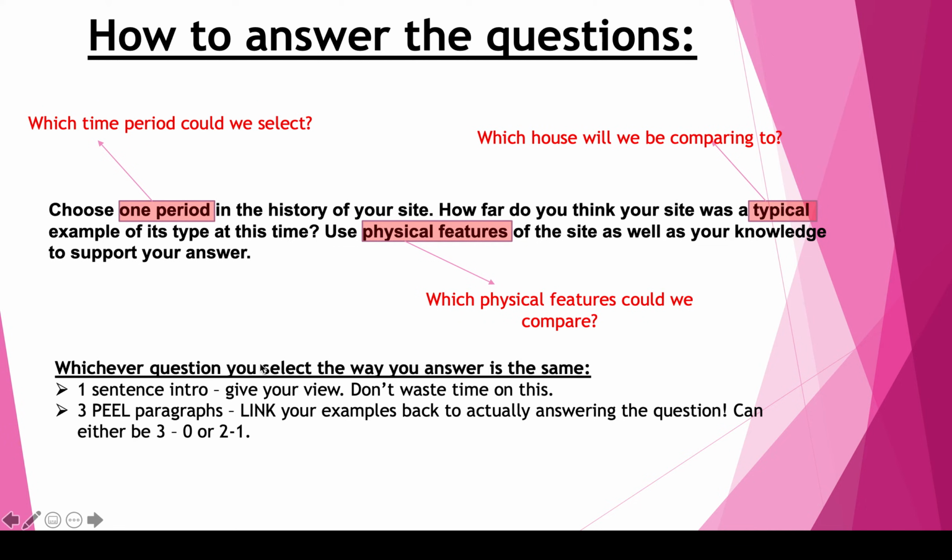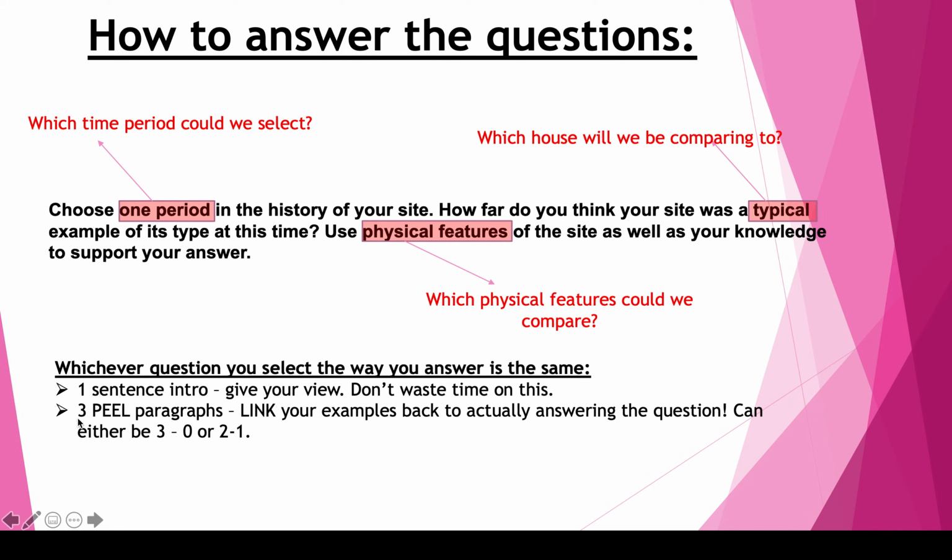You could, though, if you wanted to, perhaps provide two examples, for example, of how Himley was typical, and one example of how it was not typical. Or, like I said, if you wanted to, you could do three examples to agree that Himley is typical, or you could do three that suggest Himley is not a typical site for its time period. It's completely up to you, but you do not need to do a balanced one.